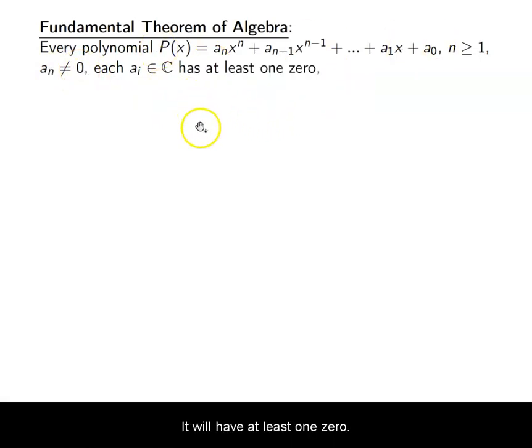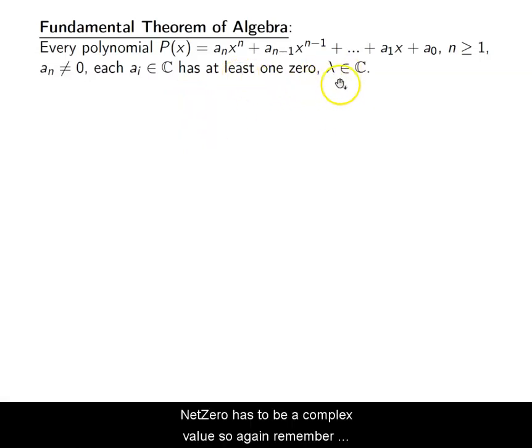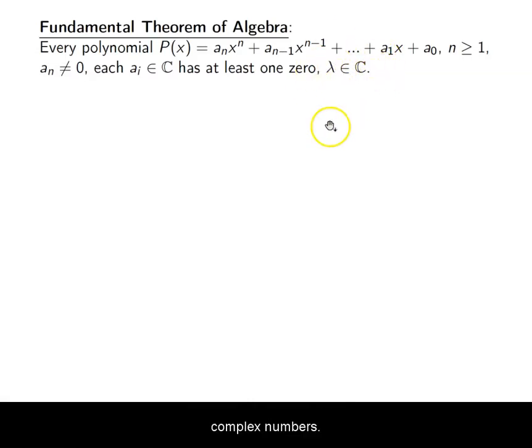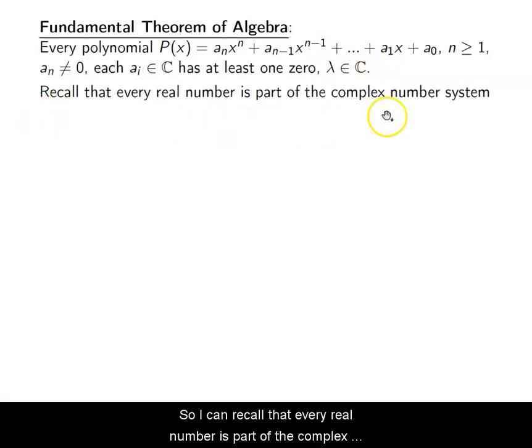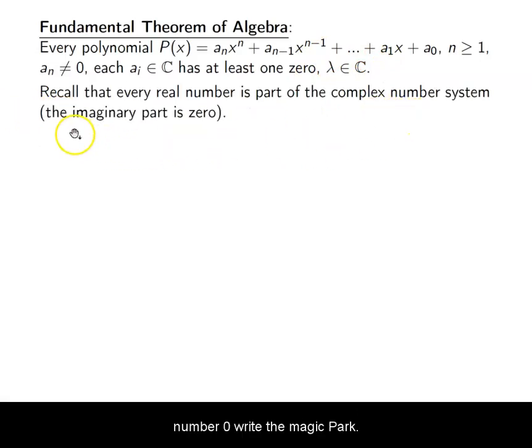It will have at least one zero. Here we call it lambda, and that zero has to be a complex value. So again, remember, complex values take up all numbers. So it could be a real, and the complex part could be 0. That's still a part of the complex number system, okay? So again, recall that every real number is part of the complex numbers. The imaginary part is 0 for a real number, okay?